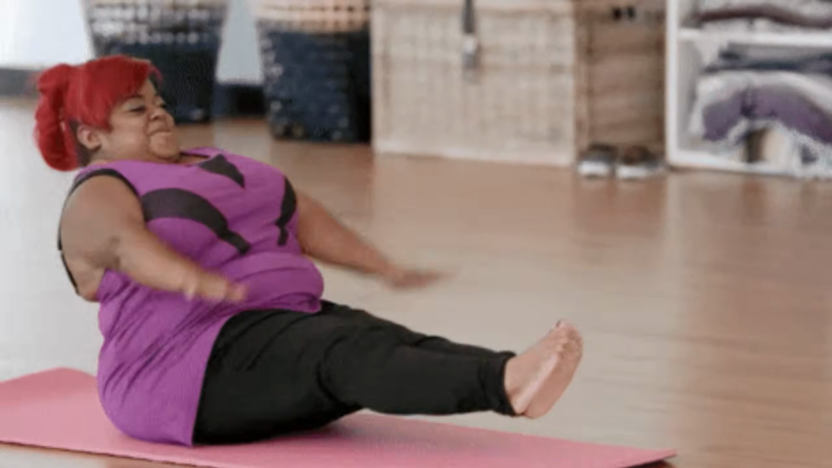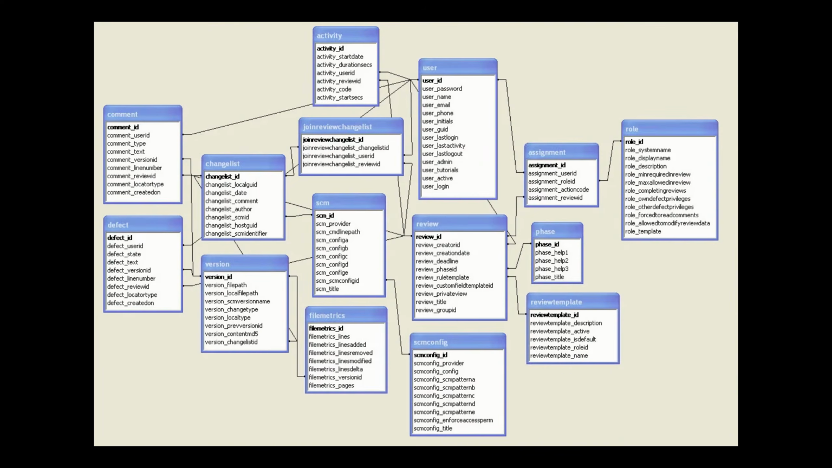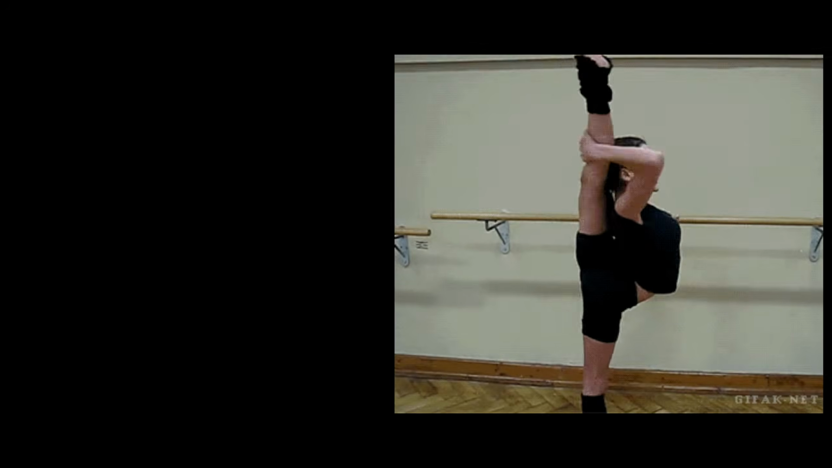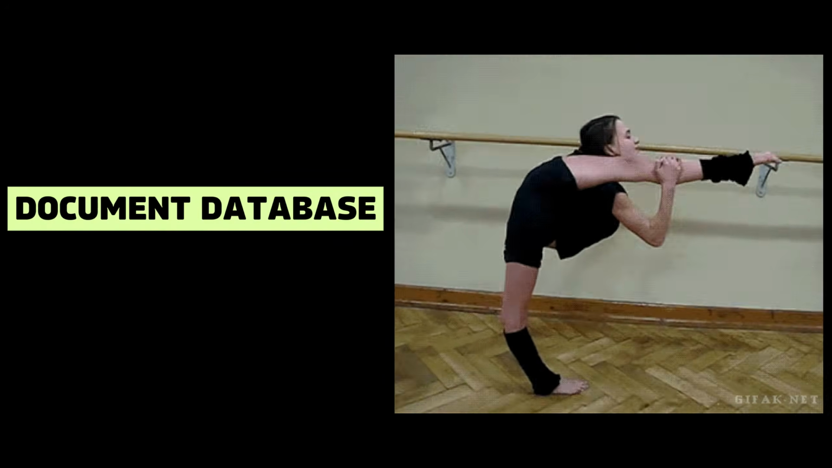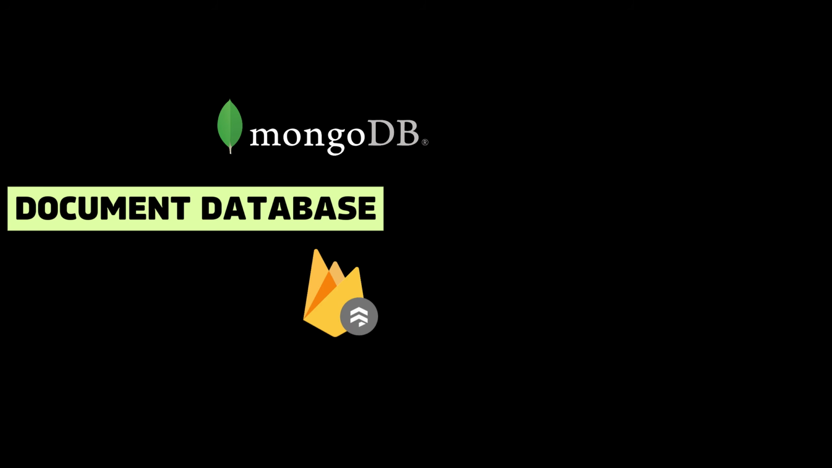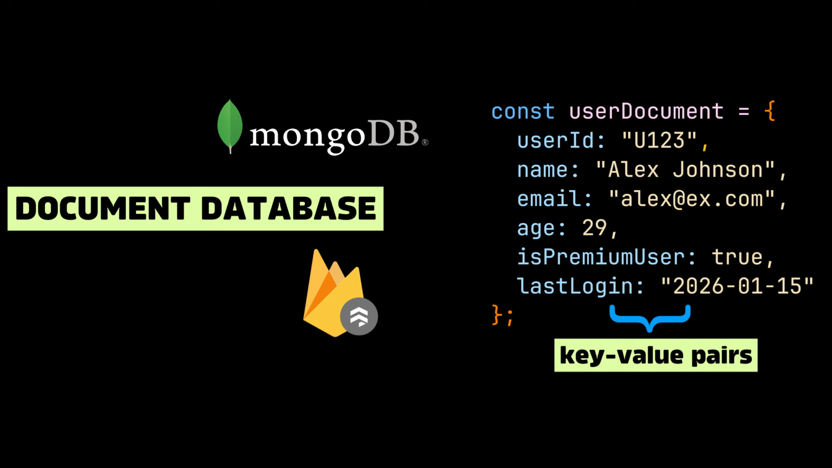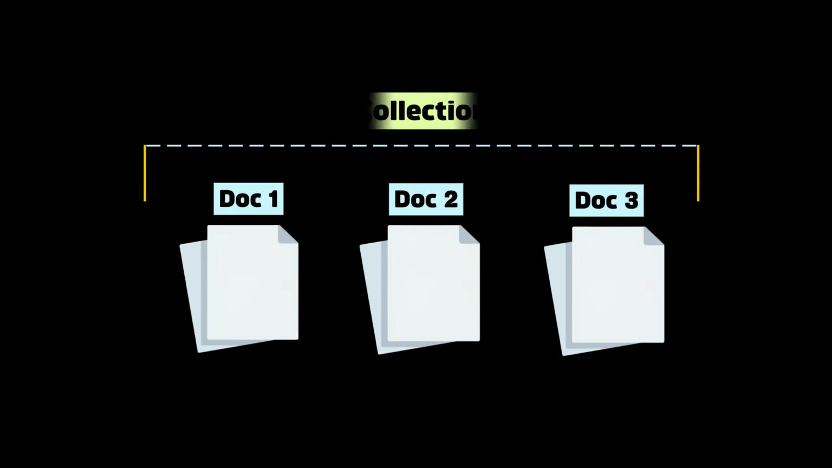The trade-off is rigidity. If your data shape changes frequently or you don't know it up front, constantly altering schemas can slow you down. That's where more flexible paradigms enter the picture: the document database. Systems like MongoDB and Firestore store data as documents, usually in a JSON-like format. Each document is essentially a container for key value pairs, and related documents are grouped together into collections.